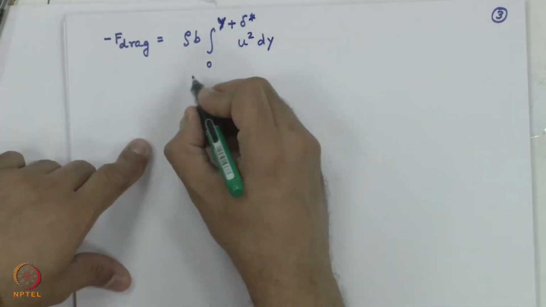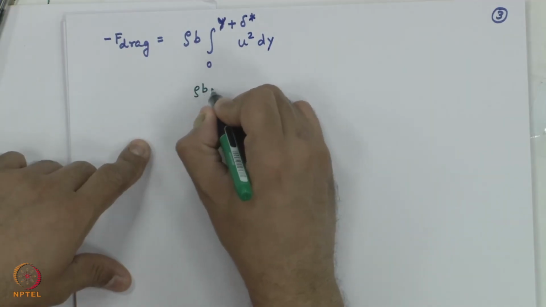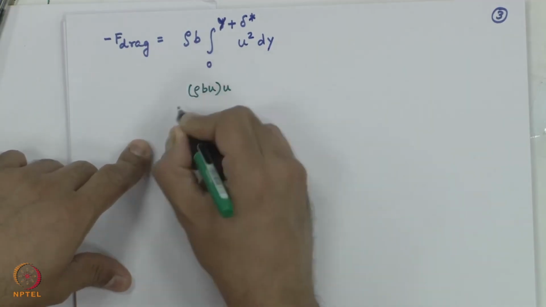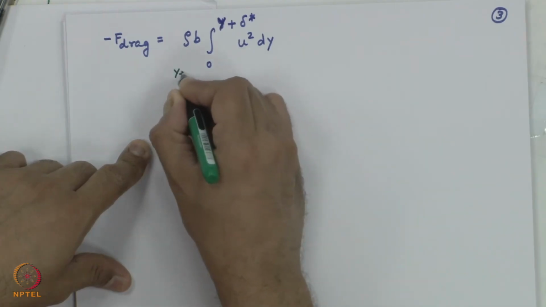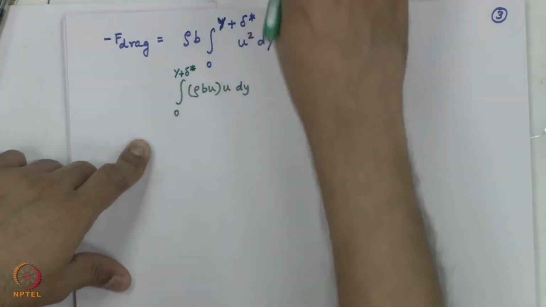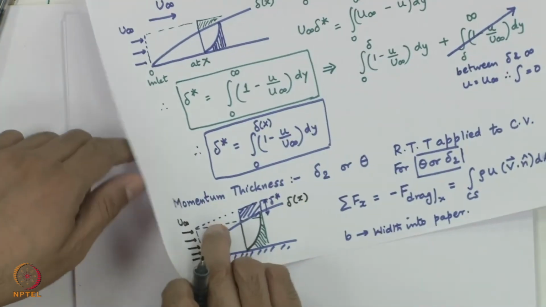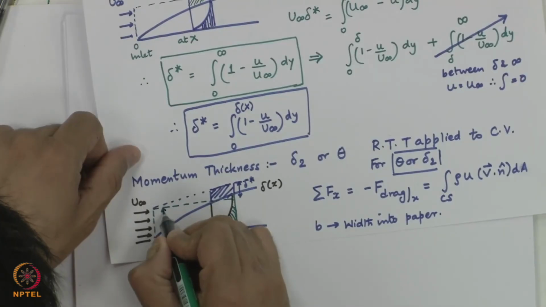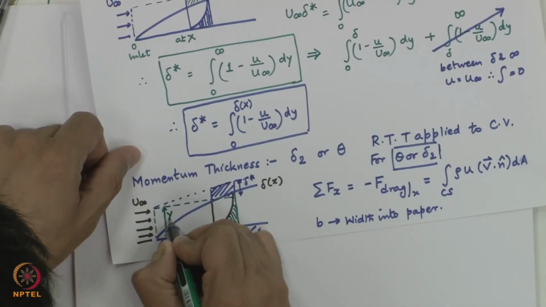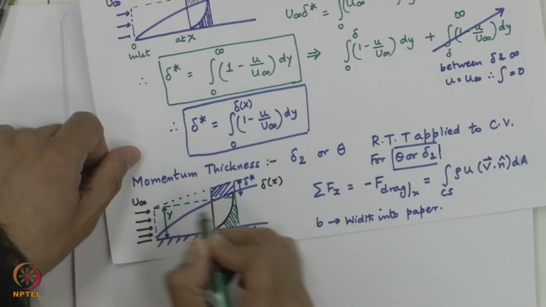All of you would know this. This is nothing but rho b u into u dy integrated from 0 to Y plus delta star. What is this capital Y? Capital Y is the edge of the boundary layer, this green dashed line is at a distance capital Y from the flat plate.